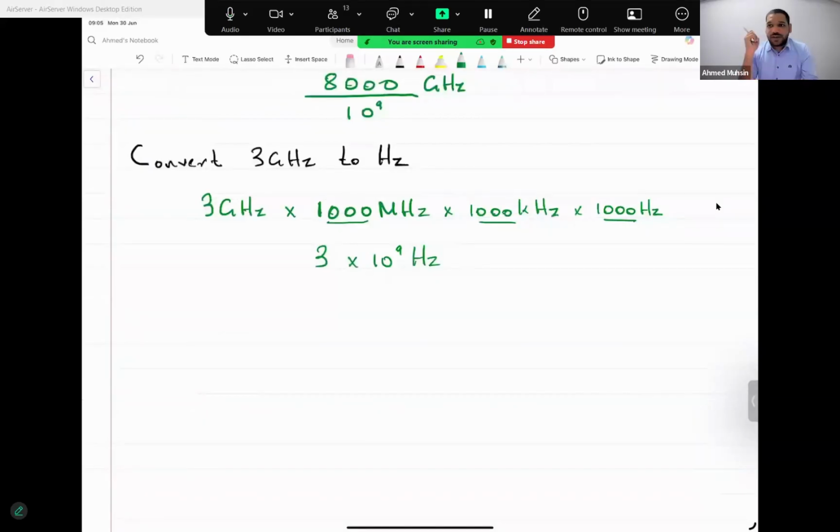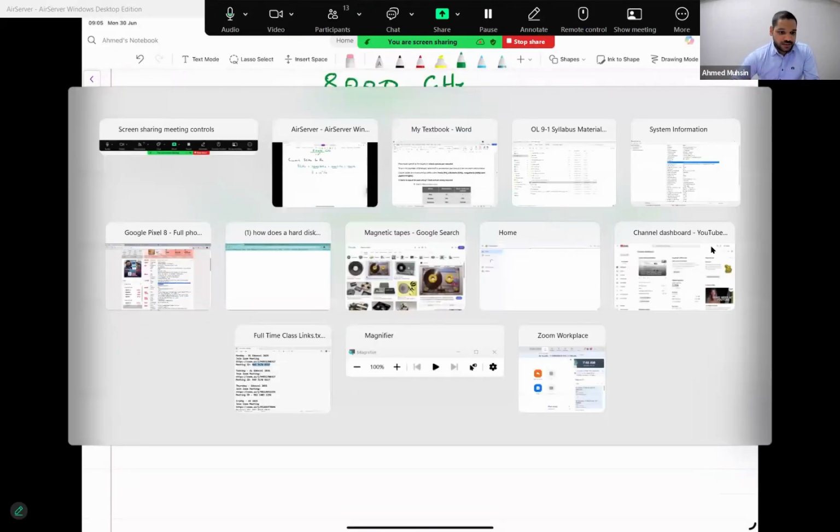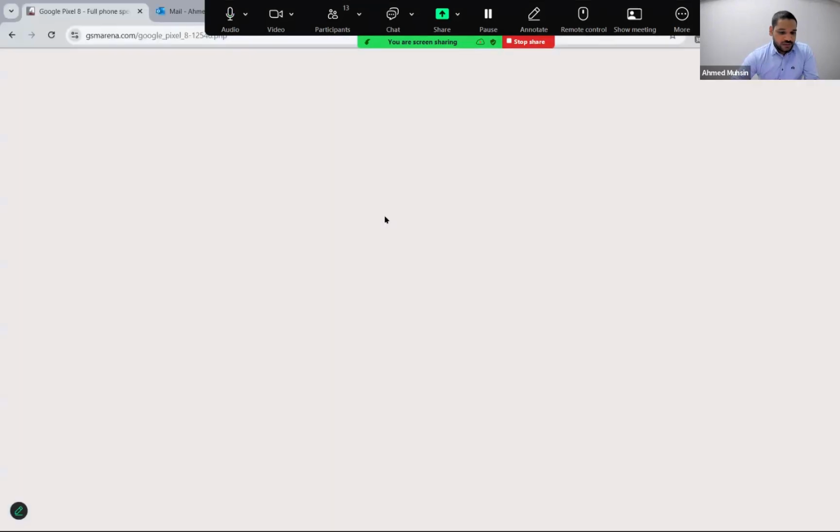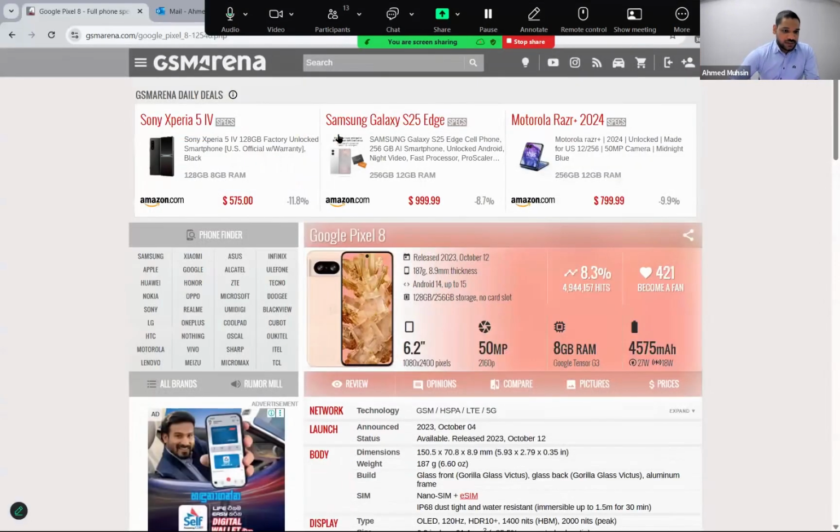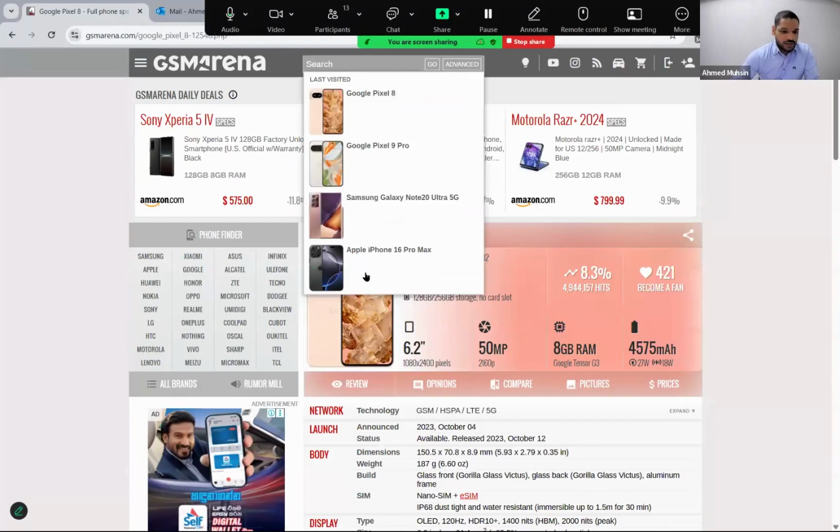So we'll pick a random phone. Everyone, boys, girls, we'll pick a random phone. Which phone shall I take? Shall we go with the iPhone itself? Okay, iPhone 16 Pro Max.